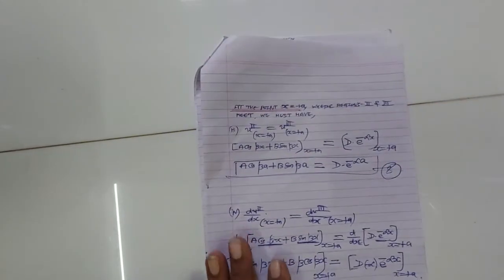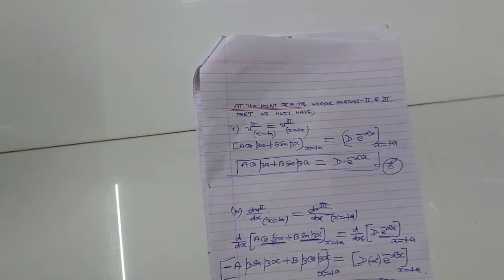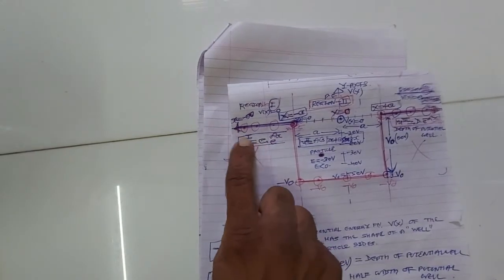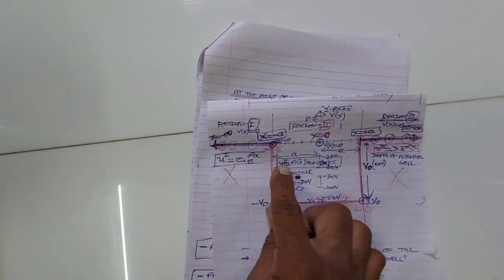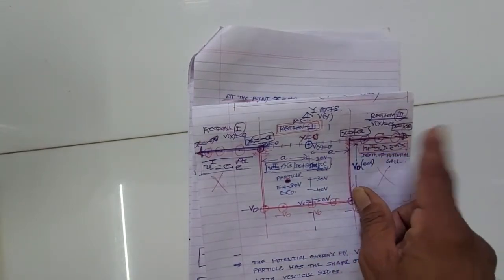Okay. Now you know what u2 is. What is u2? Solution of the Schrodinger equation. You have to remember these three equations. The solution of the Schrodinger equation in region 1 is u1 is c e raised to alpha x. The solution in region 2 is a cos beta x plus b sin beta x, and the solution in region 3, u3, is d e raised to minus alpha x.